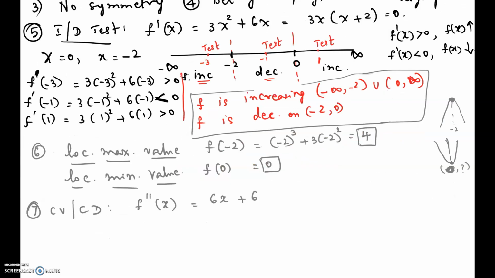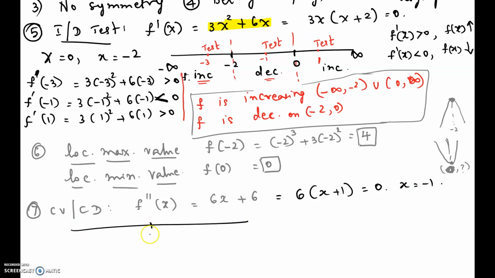Next we have to determine whether the graph is concave upward or concave downward. For that we have to find the second derivative, which is the derivative of the first derivative. The first derivative in this step is 3x squared plus 6x. We are going to differentiate that to get the second derivative, which is 6x plus 6. Then in order to find the critical number, it's 6 times (x plus 1). We'll set this to 0. So we get x equal to -1.